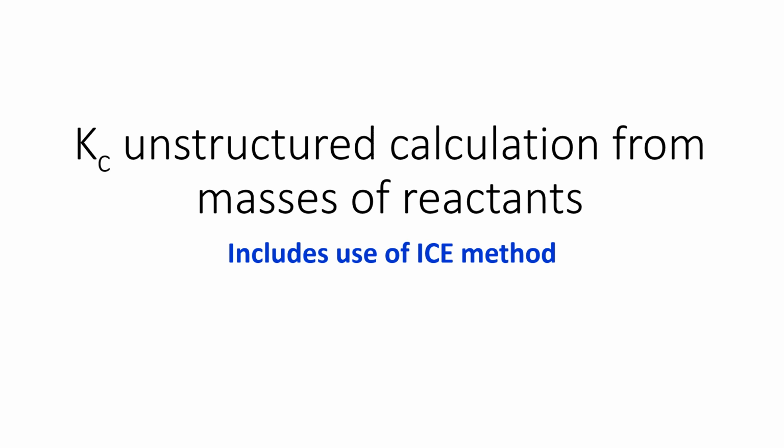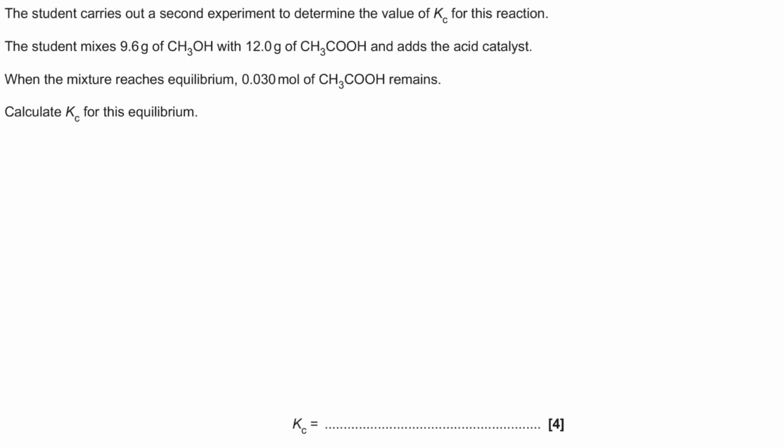Hi, and welcome to this Kc unstructured calculation question, starting from masses of reactants, which is slightly unusual as opposed to concentrations or volumes. So it includes the use of the ICE method, and I'll just explain in a moment when we start on the ICE method why it's called ICE, if you haven't come across it before. So you can see it says the student carries out a second experiment to determine the value of Kc for this reaction. Obviously, it's a section of a question, so let's just bring up the equation from before.